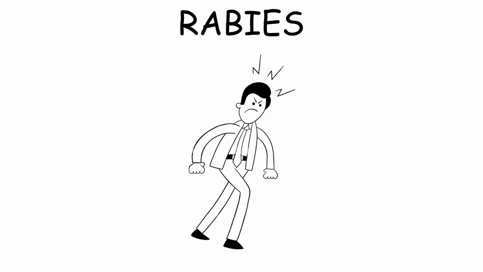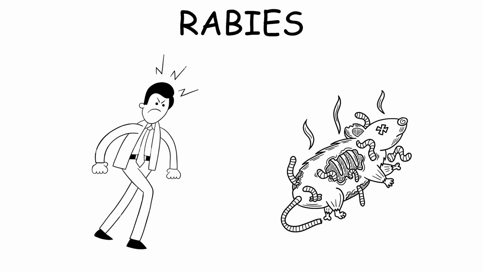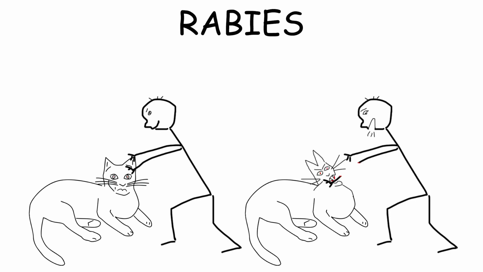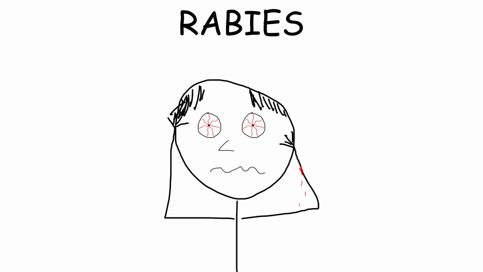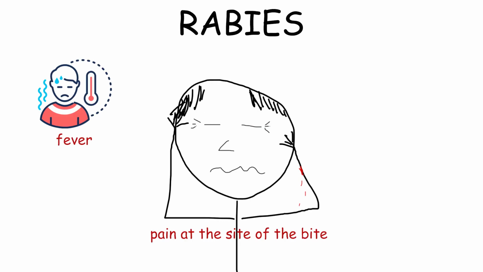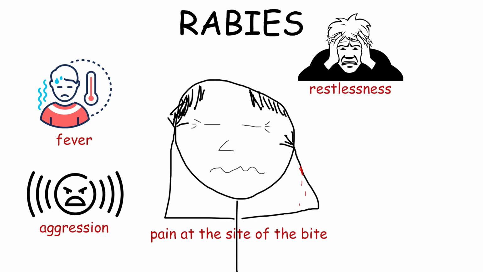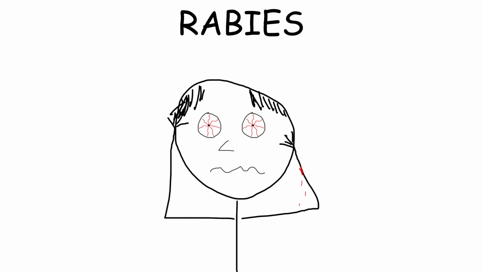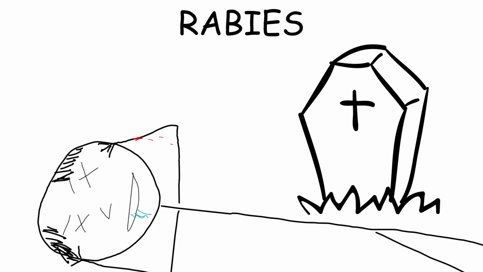Rabies is a deadly viral disease that affects the central nervous system of mammals, including humans. The rabies virus is transmitted through saliva or blood of infected animals, usually through a bite or scratch. Individuals with rabies may experience various symptoms, including fever, pain at the site of the bite, aggression, restlessness, psychosis, and paralysis. After the onset of symptoms, the disease typically progresses rapidly and often leads to death within a few weeks.